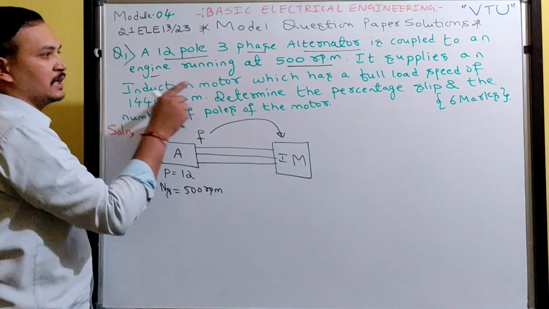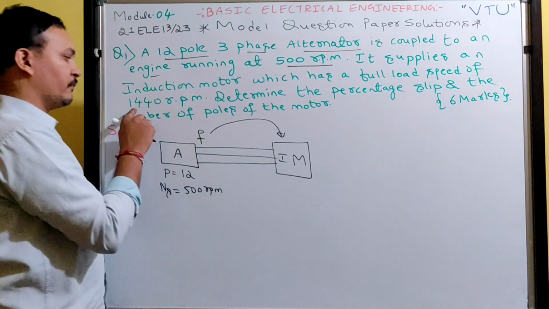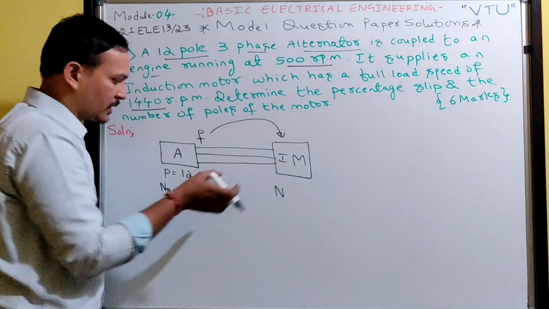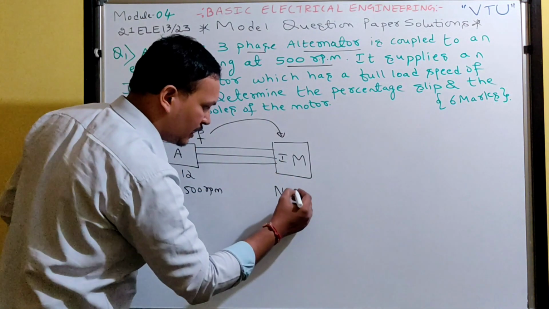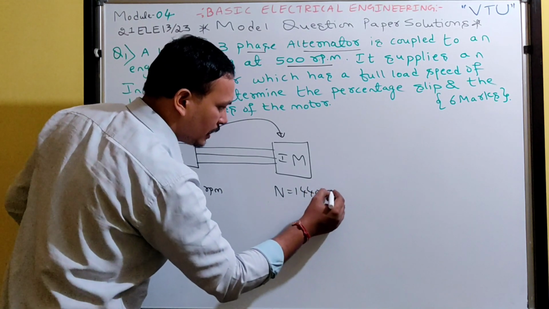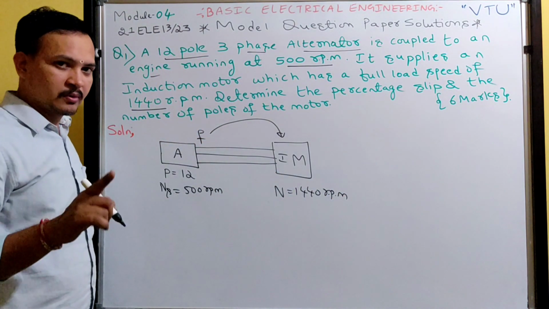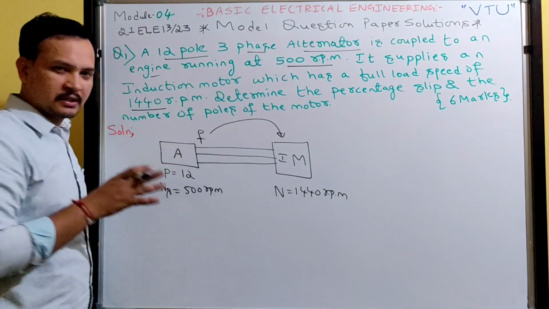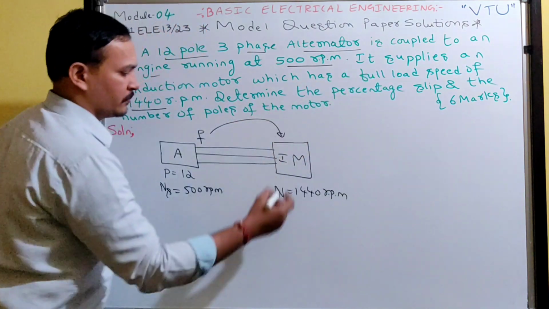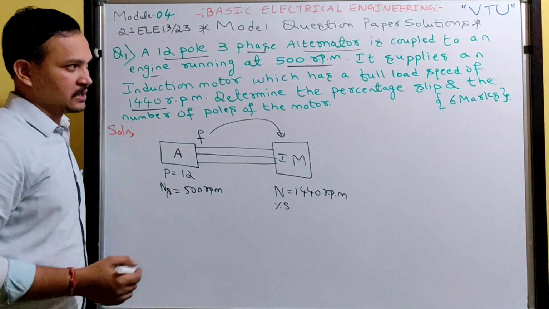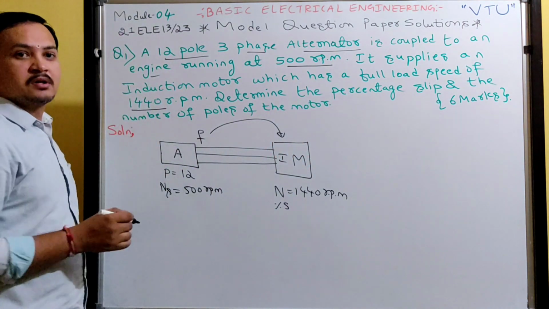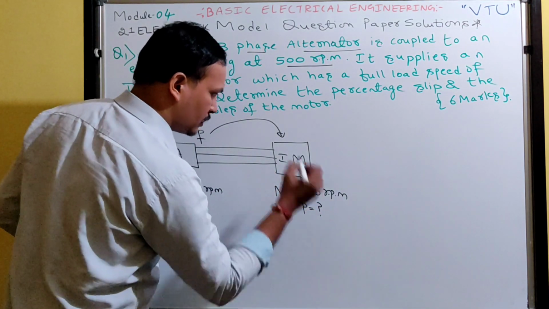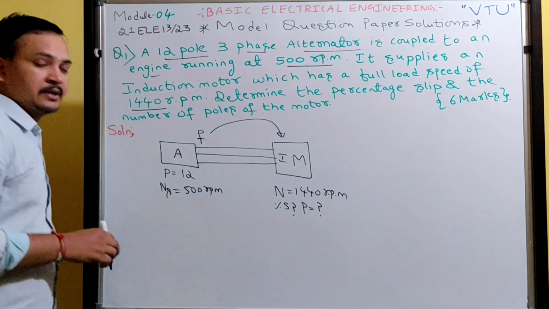It supplies an induction motor which has a full load speed of 1440 RPM. So they have given that whenever this motor is connected to the alternator, it runs at a speed of 1440 RPM. Whenever they say the induction motor runs at, that is the N value. Got it? So this is the data given. Determine the percentage slip. What are they asking? Determine the percentage slip and the number of poles of the motor, not the alternator. How many poles in this motor and what is the percentage slip?